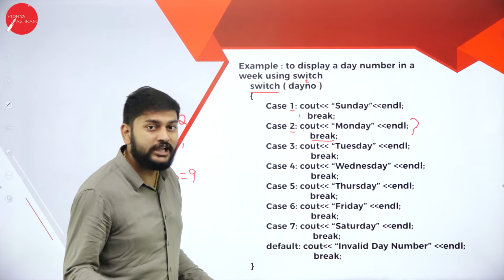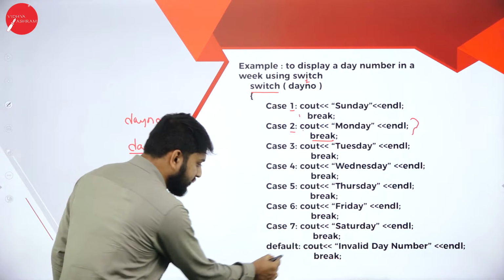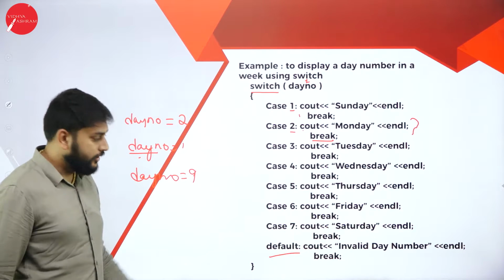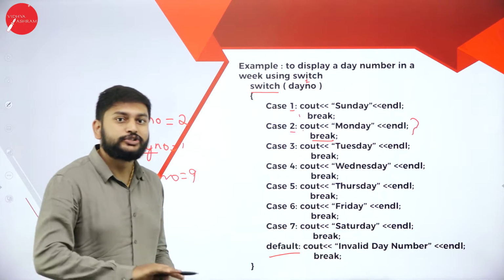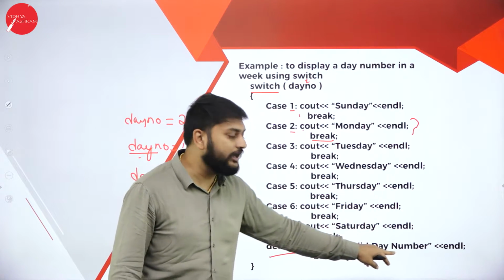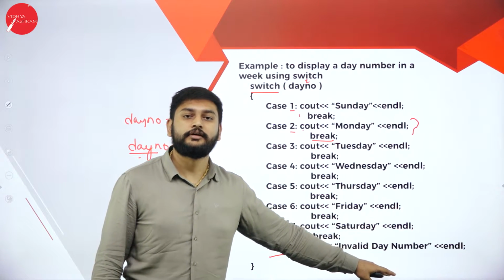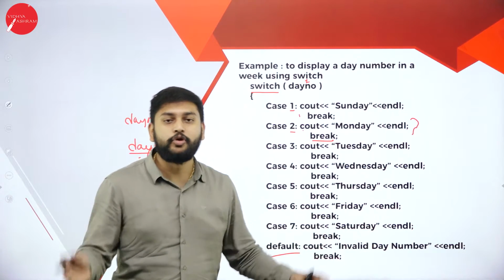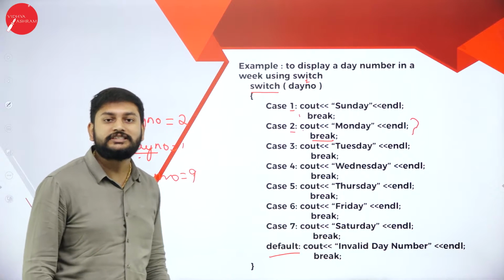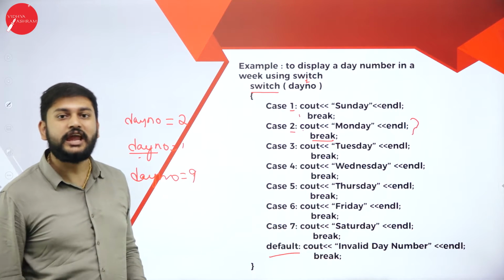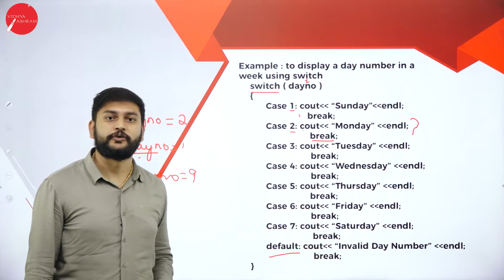Then what is that? It will execute. So it will execute this default block. What is there in the default block? That will be executed. Cout invalid day number you have entered. Then after that break, it will come out of the switch block. This is how the switch statement is working for all of you.